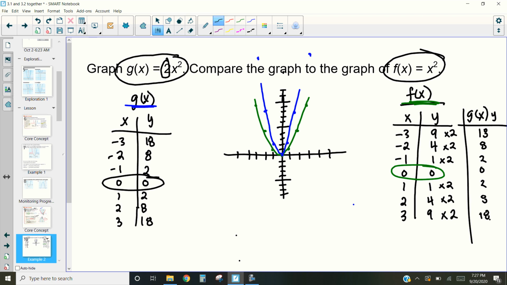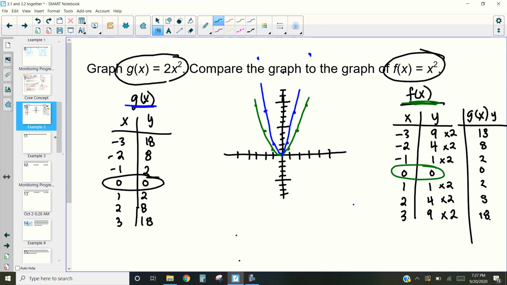So notice, whatever this number is here, whatever our a is, what's going to happen is we are going to take our parent function values and multiply them by that. So let's graph and compare. Notice they both still increase and decrease at the same place. They still have a vertex at (0, 0). The biggest thing that happened is when a was greater than 1, we ended up having a vertical stretch and our function got thinner.